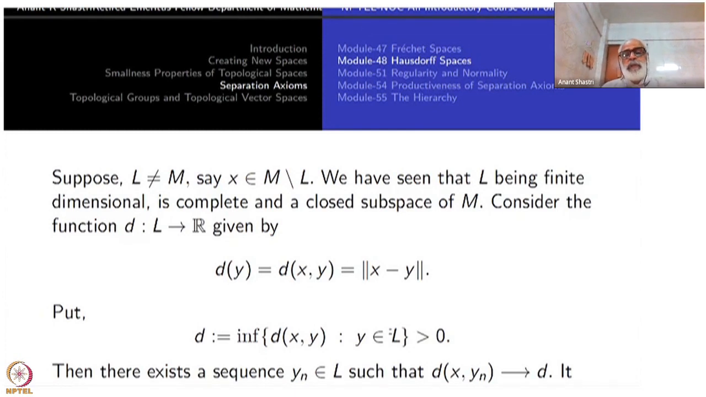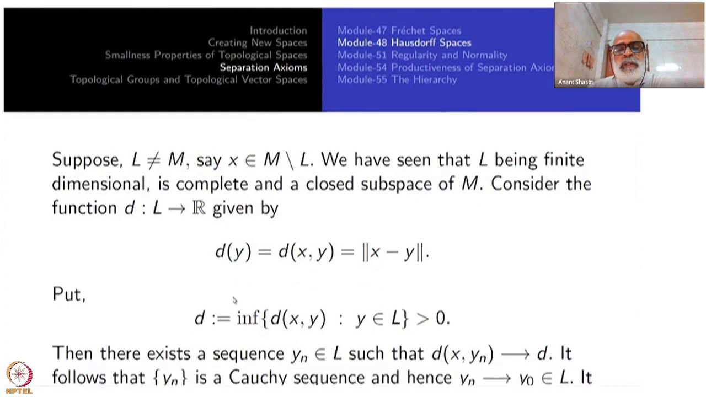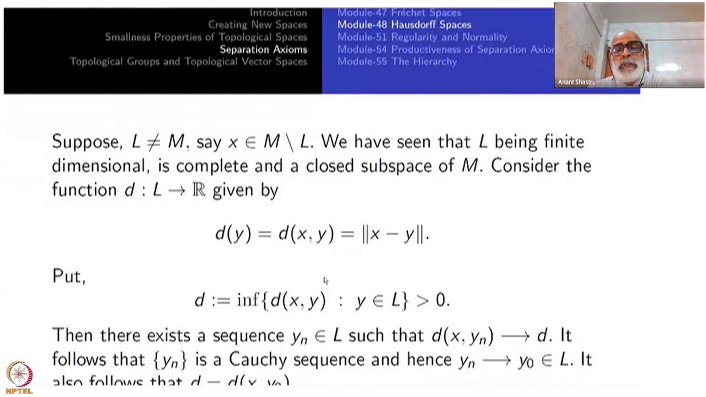So the infimum makes sense. First of all, the distance to some point is already finite, so the set is non-empty, and the distance function is always bounded below. So the infimum makes sense. Why is the infimum positive? If the distance is zero, then we know that x will be inside L because L is closed. So the distance must be positive. So this d, the infimum of the distances, is actually the distance of x from L. That is positive because L is closed and x is outside L.